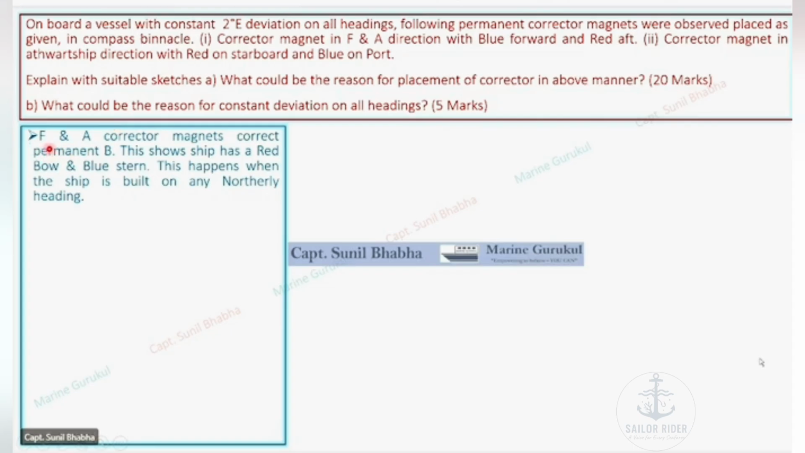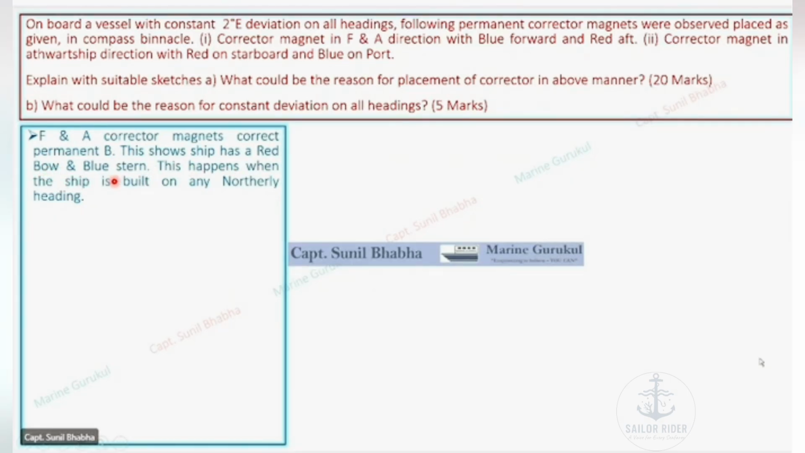Now we are aware that the fore and aft corrector magnets correct the permanent B coefficient of the ship. Now if we have a corrector magnet which has a blue end forward and a red end aft, it simply shows that the ship has a red bow and a blue stern. If the ship has a red bow and we place a corrector magnet with the blue end forward, or blue end towards the bow, this corrector blue is going to cancel out the red bow of the ship.